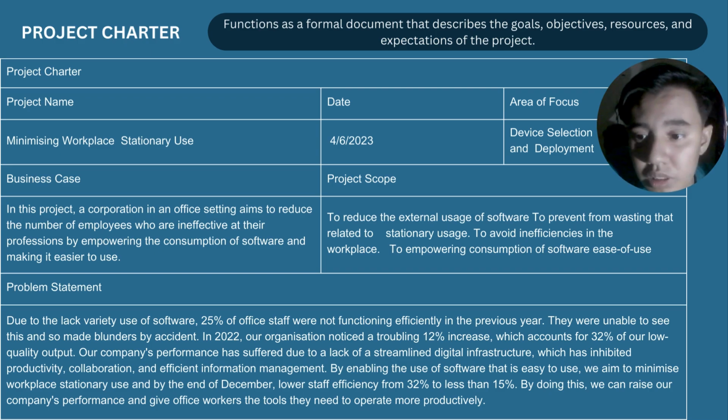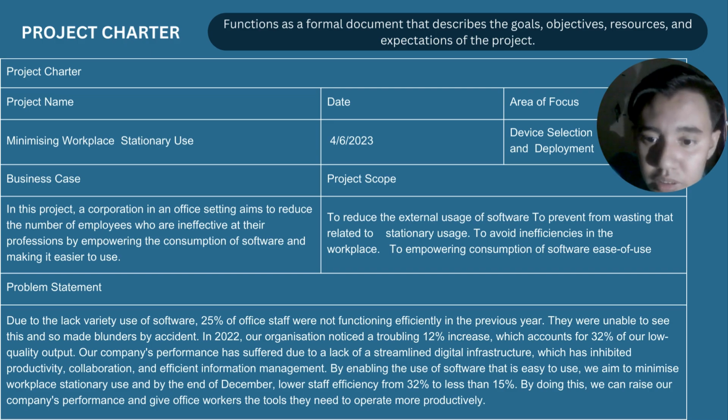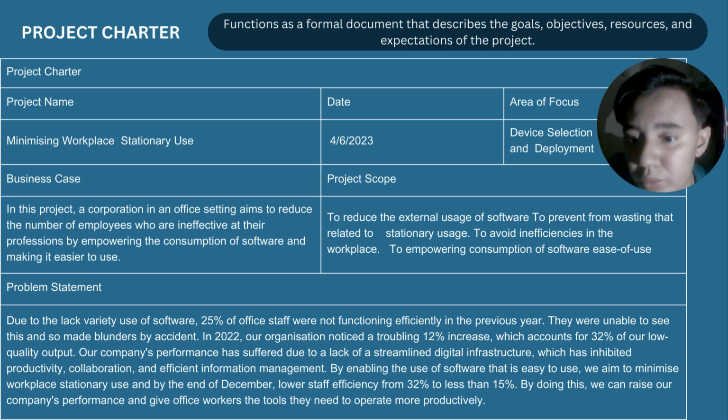For the problem statement, the company's performance has suffered due to a lack of streamlined digital infrastructure, affecting productivity, collaboration, and information management. In 2022, a 12% increase in low quality was observed, accounting for 32% of the company's low quality output. To improve performance, the company aims to reduce workplace stationery use and reduce staff inefficiency from 32% to less than 50% by the end of December.